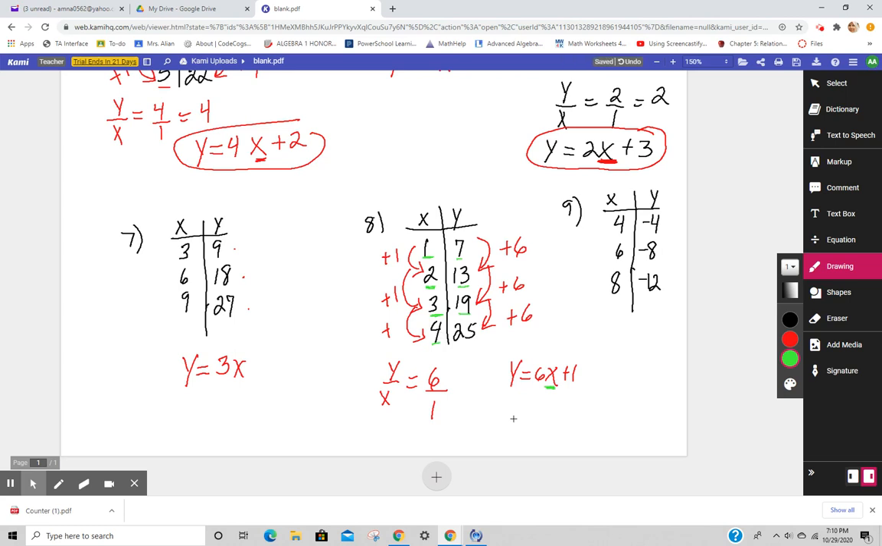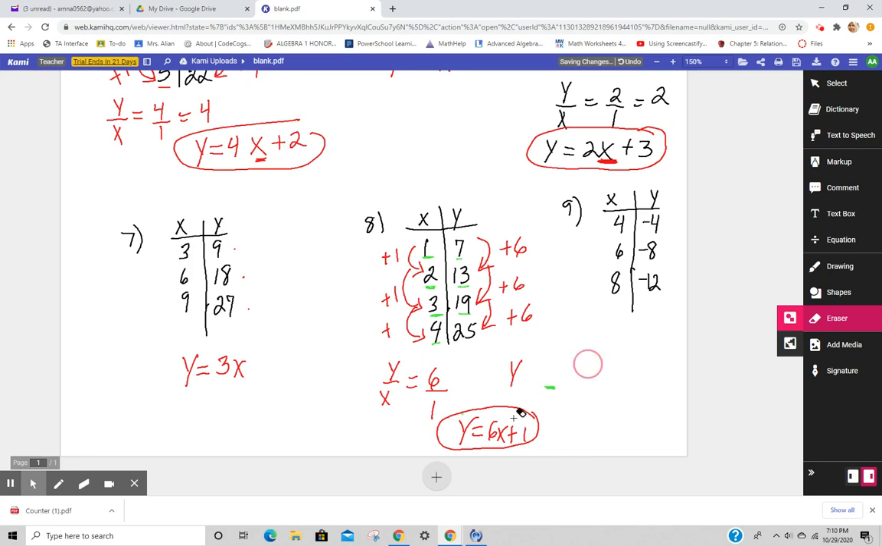So this relationship here, I'm going to write down here. Y equals 6x plus 1. So that works for this one. And now the last one.